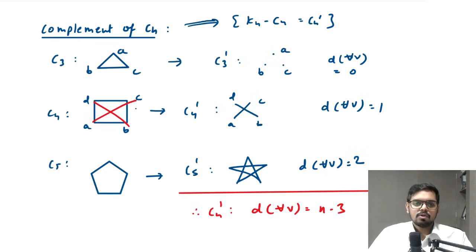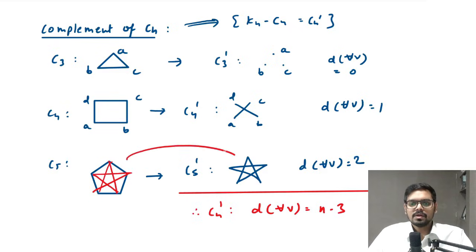So the uncommon edges are the edges in the C4 dash. So that is our answer. Similarly, C5. C5 is this cycle. K5 looks like this. This is our K5 graph. The uncommon edges will be our C5 dash.